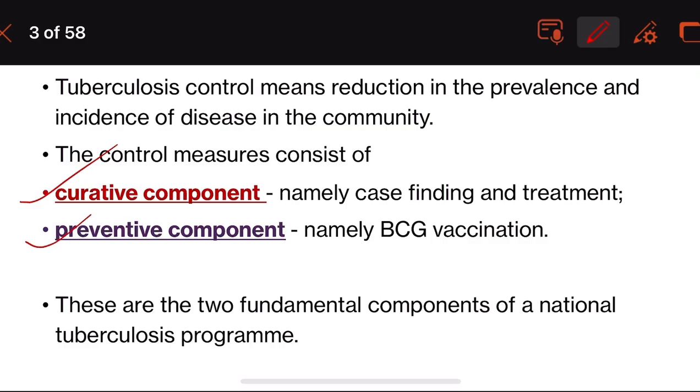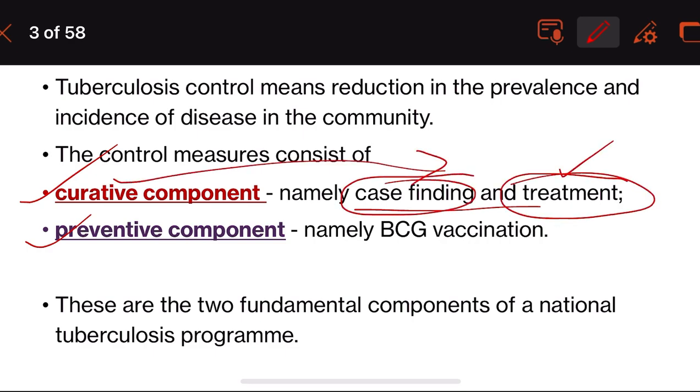The curative component comprises case finding and treatment. In curing, what do we do? We find the active cases and then provide prompt treatment to those cases. Then the preventive component. How can we prevent TB in the community? It is with the help of BCG vaccination. The BCG vaccination will be dealt with in detail in an upcoming slide.